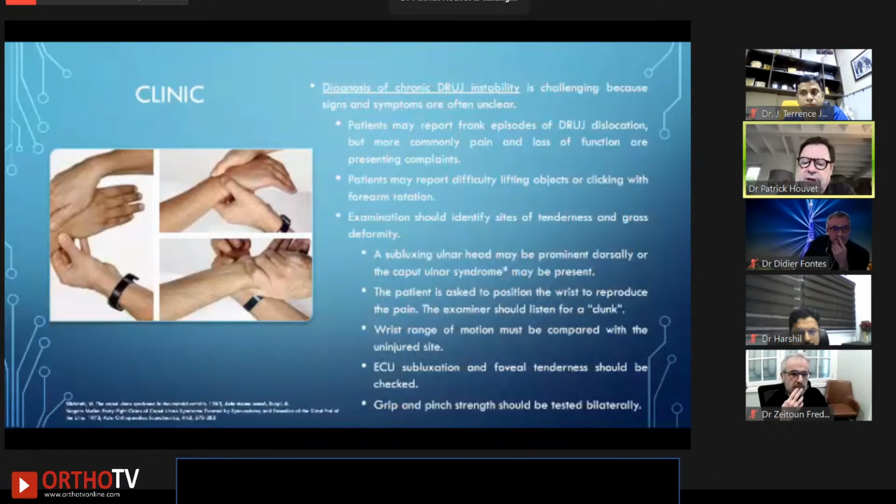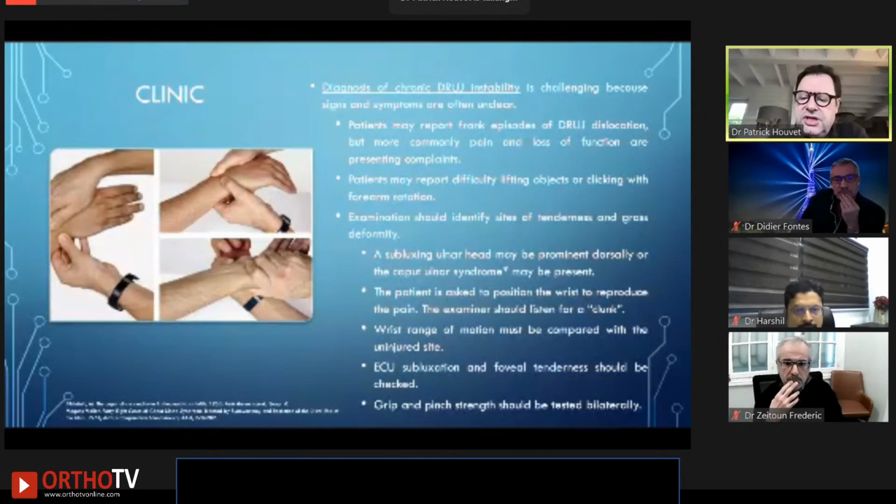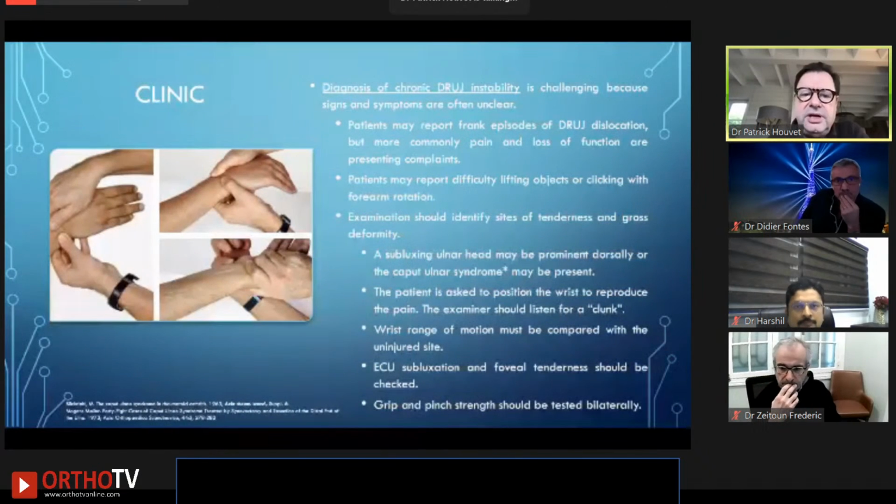Wrist range of motion must be compared with the uninjured side. Ulnocarpal subluxation and foveal tenderness should be checked. Grip and pinch strength should be tested bilaterally.